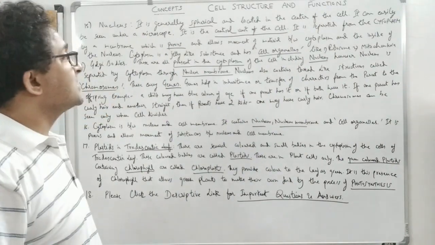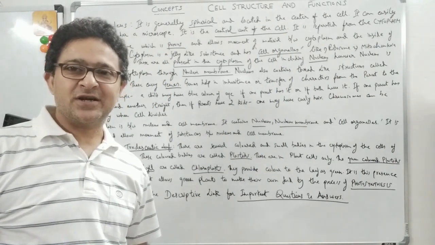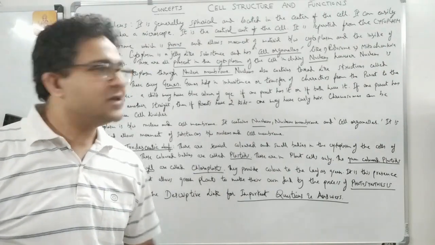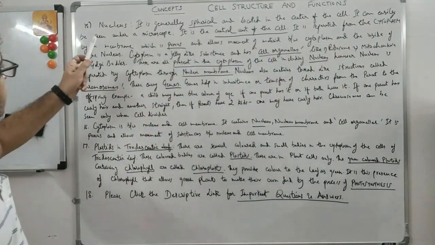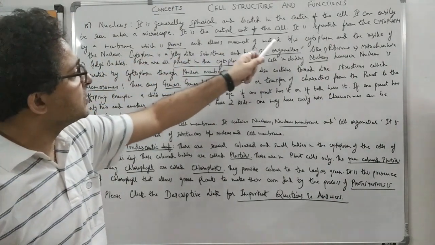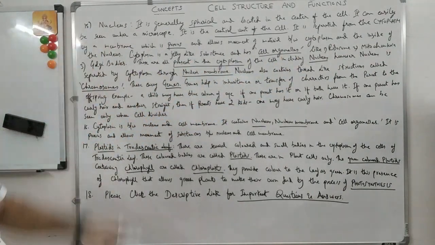Okay. So these words are very important sometimes. I always give you these words. You can always use these words. So these are the key words. It is separated from the cytoplasm by a membrane which is porous and allows movement of material between the cytoplasm and the inside of the nucleus.